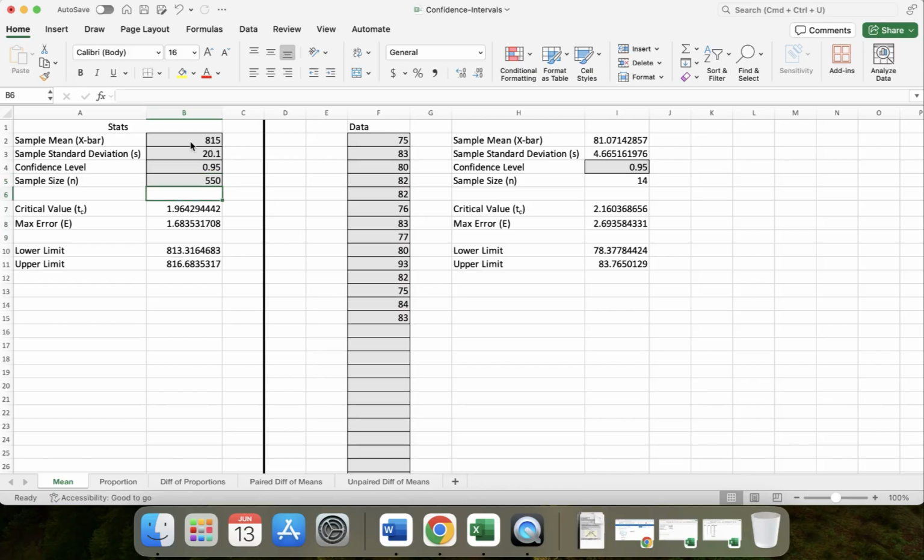Okay. So our lower limit, 813.3, I'm just going to round to three, and the upper limit is 816.7. This is in Kelvin, a kind of strange way of measuring temperature. It's closely related to degrees Celsius. I forget the number that you add, but it's just addition.